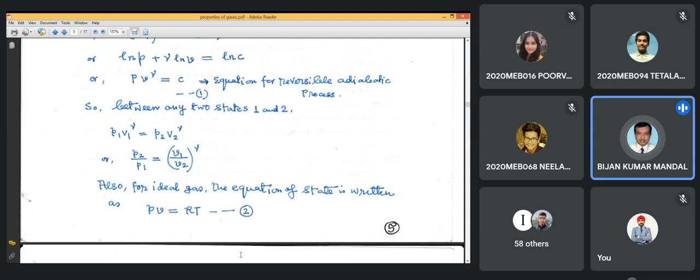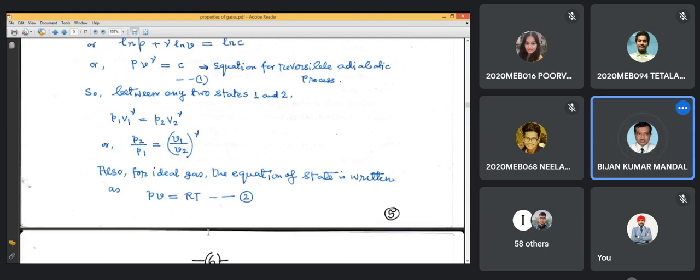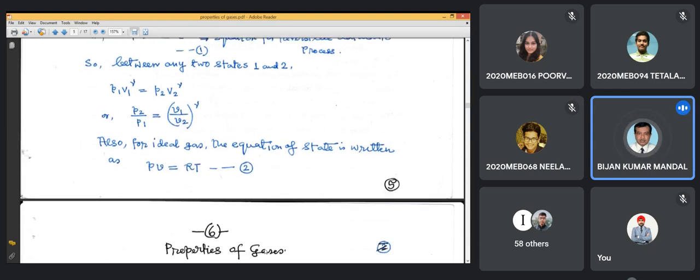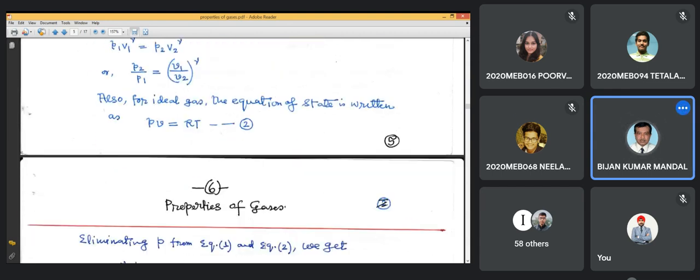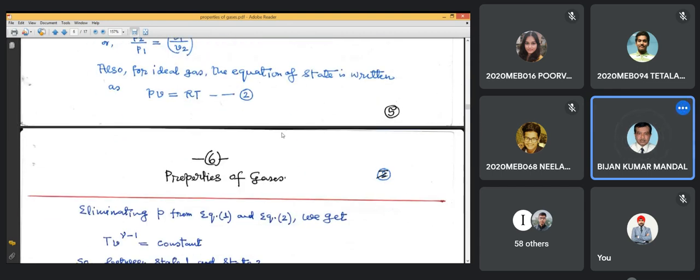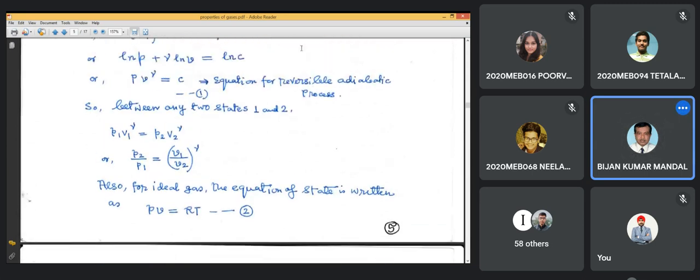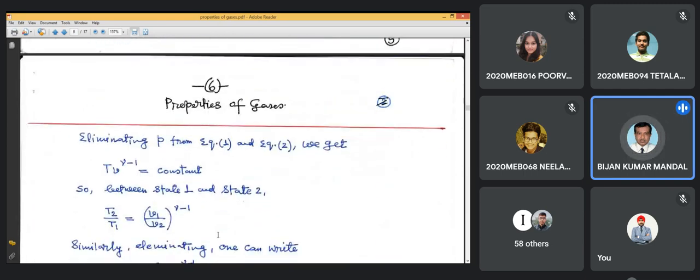So for an ideal gas, the equation of state, that is PV is equal to RT, say for unit mass or maybe unit moles. So then eliminate P from equations 1 and 2, using them. Then I think we'll get T V to the power gamma minus 1 is equal to constant.